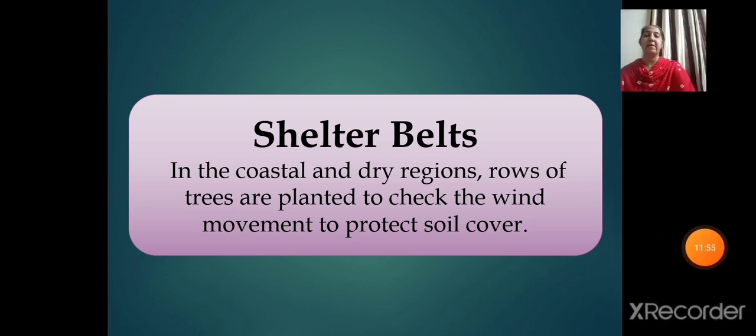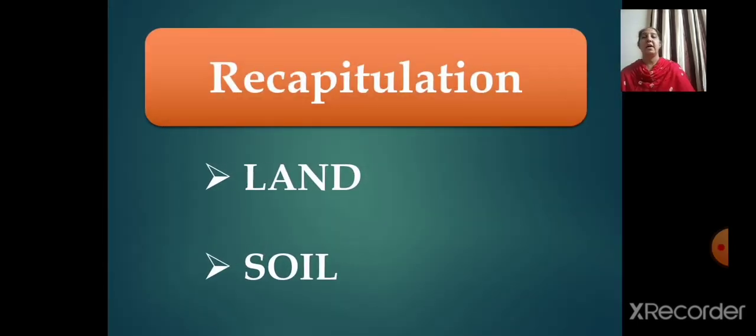So here we have completed the different methods of soil conservation. Children, in today's session, let's have a quick recap of what we have done. We have learnt about land and soil. In land, we saw land use, and in that, we learnt about common property resources, correct? Then we saw the conservation methods for the land resource, right? Then we saw landslides and the mitigation mechanism.